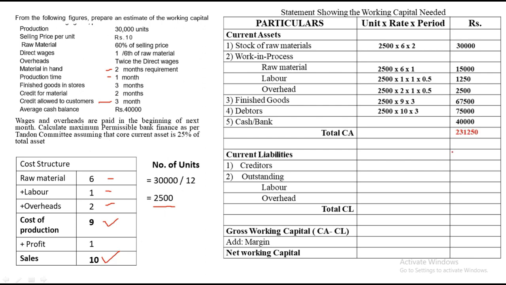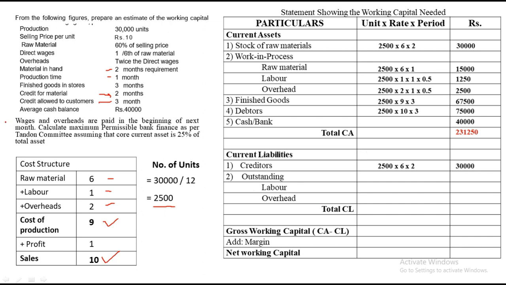Now we jump to the second part, that is current liability, under which we have to first find the value of creditors. Now, under creditors, number of units is 2,500. The rule was creditors are always taken on raw material, which is rupees 6. So it will be 2,500 into 6 into credit for material. These are suppliers. Credit for material is 2 months. So we will take this as 2,500 into 6 into 2, which comes to 30,000.